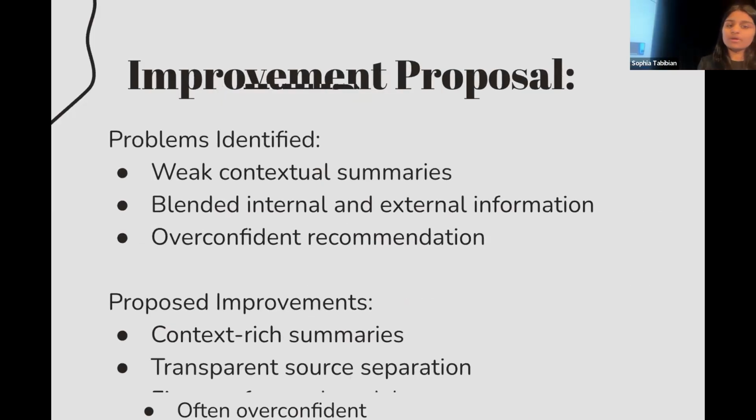And some improvements that I'd want to propose address the problems of weak contextual summaries, blended internal and external information, and overconfident recommendations. The proposed fix for summaries would be adding more background information into them.